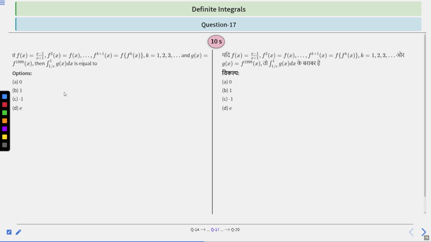And if we find f^1998(x), we will easily find g(x), because it is equal. And after that, we can easily integrate g(x) from the limit 1/e to 1. Got it? So in this way, you can try to approach this question. You have 10 seconds to solve or think about this question. After 10 seconds, we will discuss the solution.